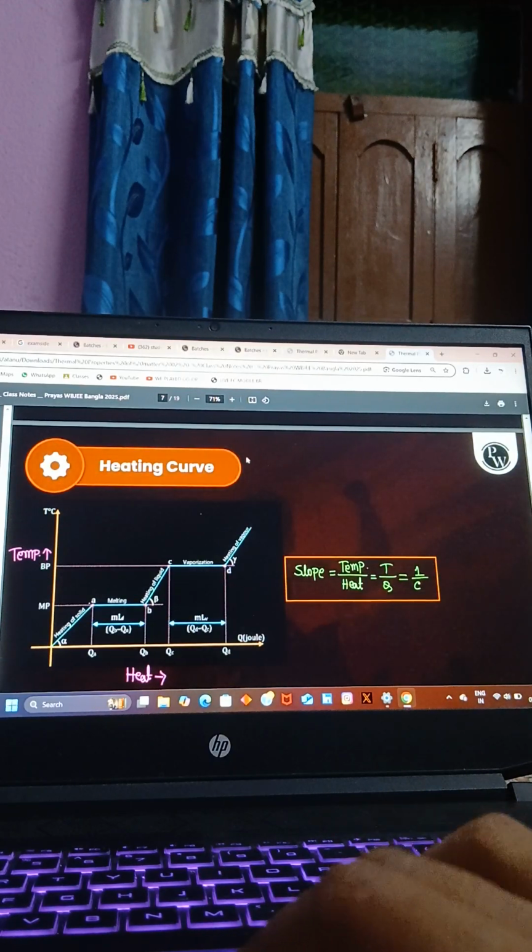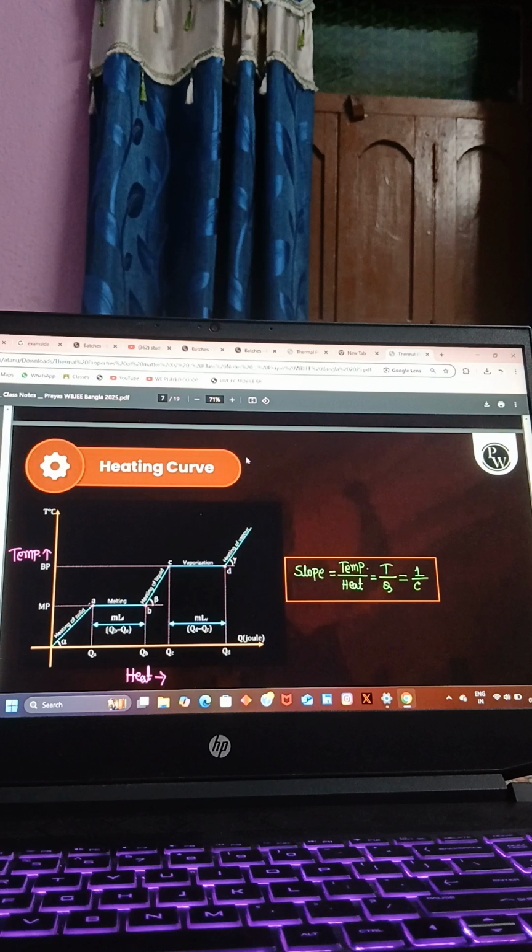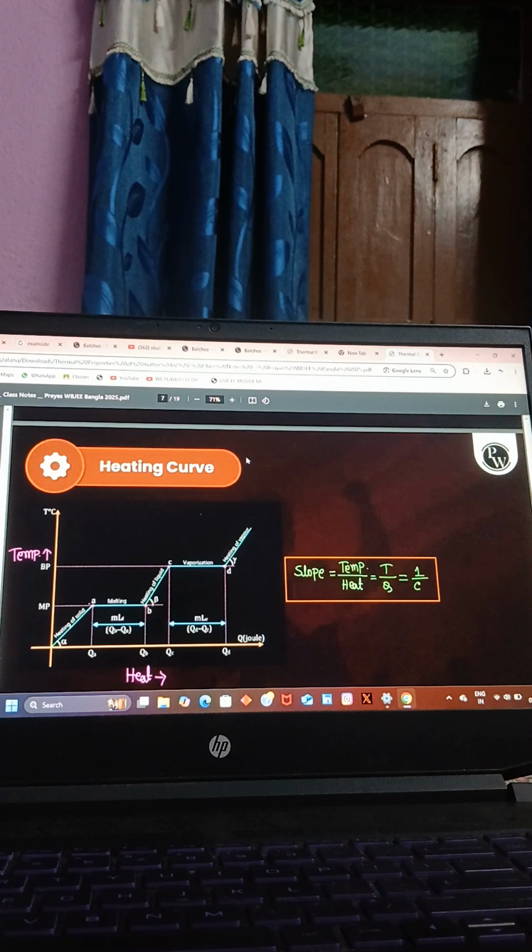Okay, let's move to the next point. Heat curve. If we closely notice, heating of a solid reaches the melting point, where we are providing the latent heat, and then vaporization.